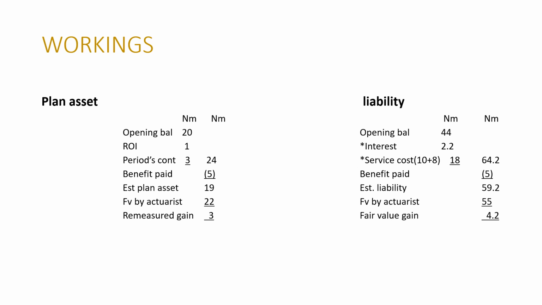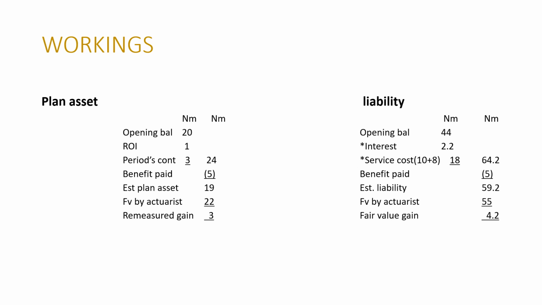For the liability, we also start with the opening liability of 44 million naira. In this case, we are going to be charged some interest for this debt. So the interest is still at 5%. That will give us 2.2 million. And then there are other costs we incurred during the period. And this cost amounts to 10 million for the current year. And then the past service cost, which is an accrued sum of 8 million. The total now making it 18 million. So the total debt so far amounts to 64.2 million naira. But benefit was paid irrespective, so we have to remove that from that to give us the estimated liability.